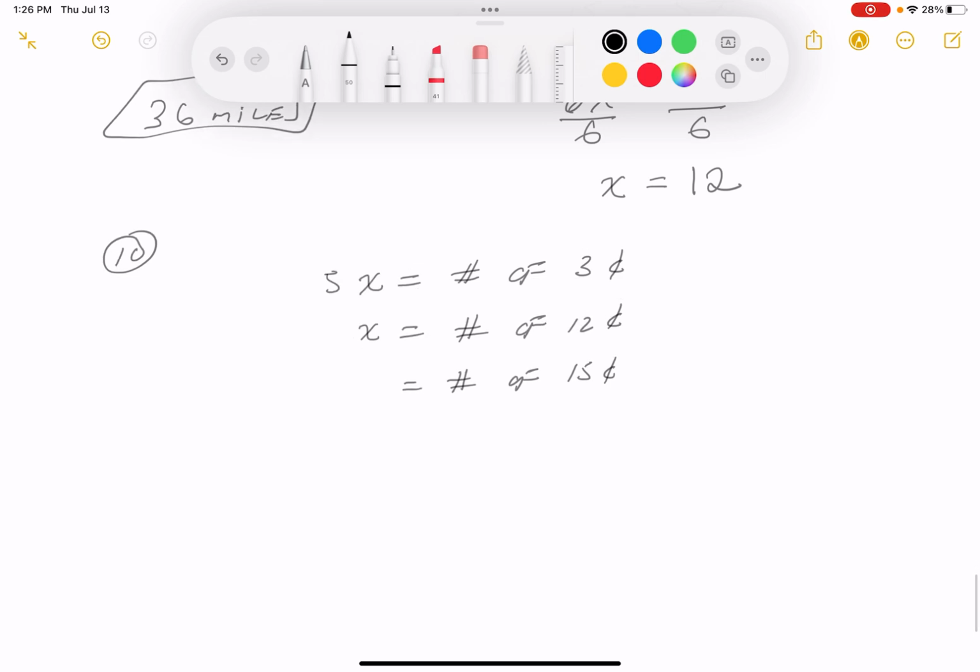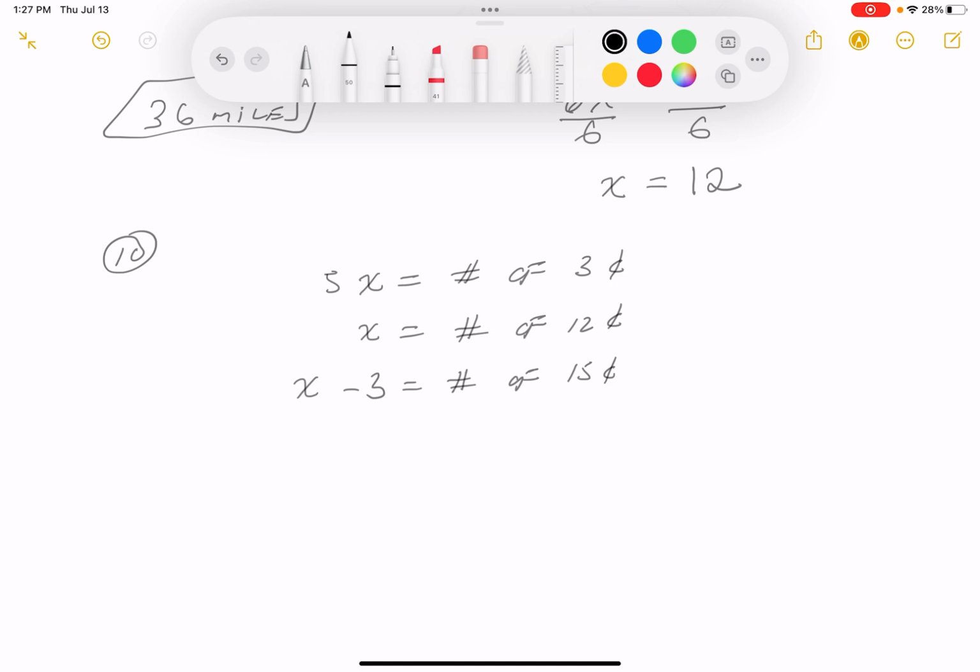Again, if this doesn't work out when you're reading it, you can always erase it and try again. Let me keep reading. The number of 15-cent stamps is 3 less than the number of 12-cent stamps. Well, how many 12-cent stamps are there? There's X. I keep reading it. The total value is $2.49.